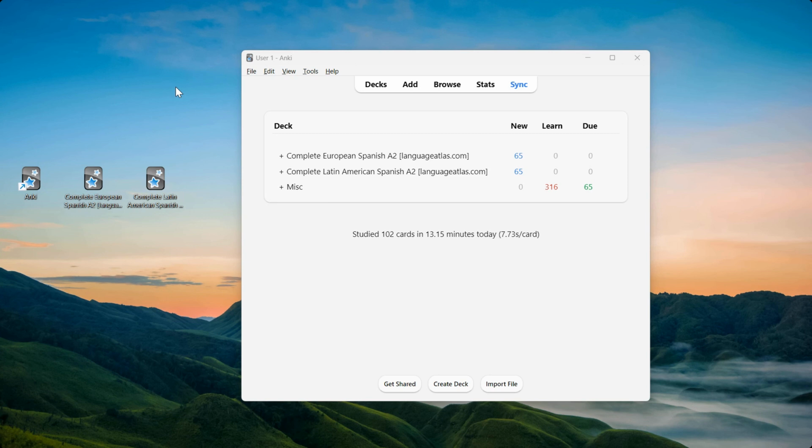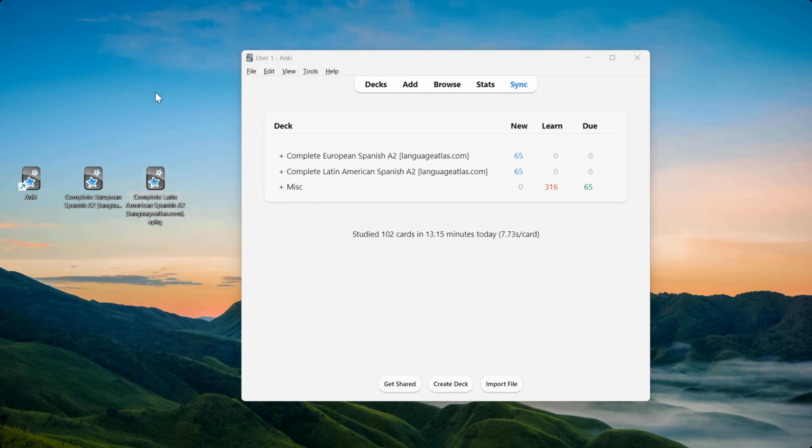But before I get started with my first point, I'd just like to note one thing. You can see that over here I have two versions of the complete Spanish A2 Anki deck. I have the European Spanish A2 Anki deck and the Latin American Spanish A2 Anki deck. Now, the European Spanish A2 just refers to the Spanish that is spoken in Spain, and the Latin American refers to the Spanish that is spoken in Latin America.